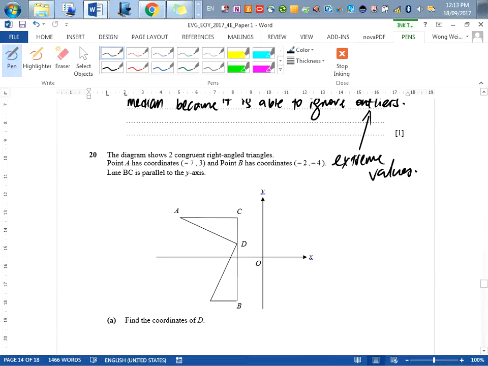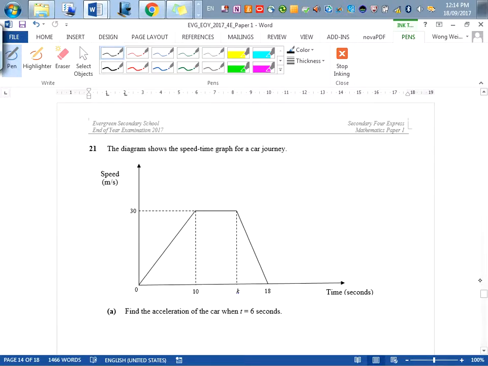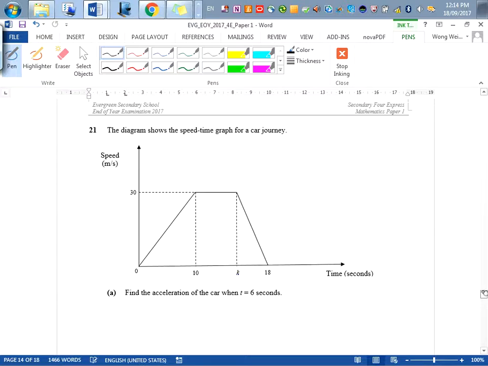Okay, find the coordinates of D. This one was well done, not going through. Answer is -2, 1. And over here, the area will be 5 square units. 21. This one was okay, not well done.